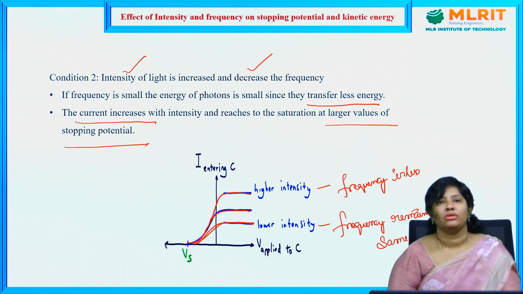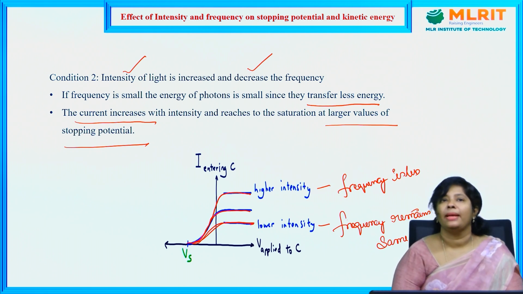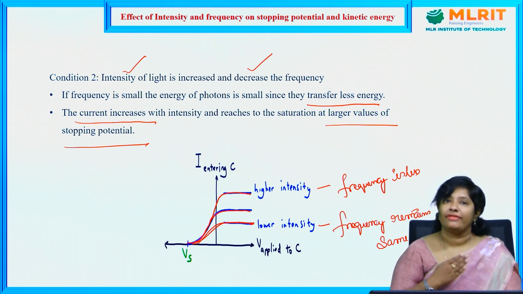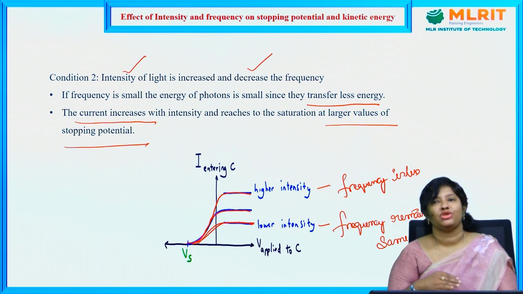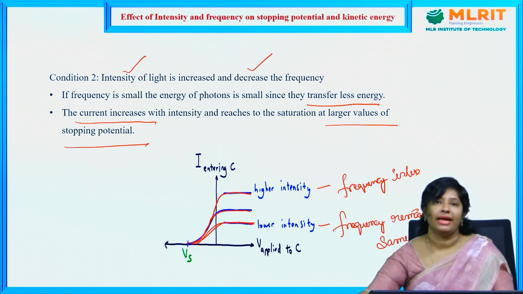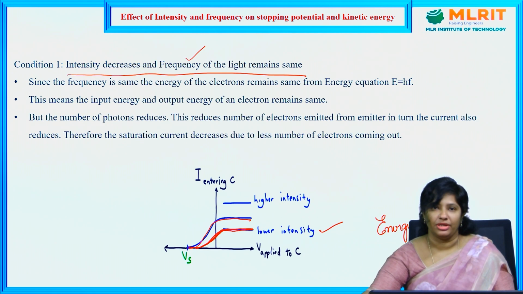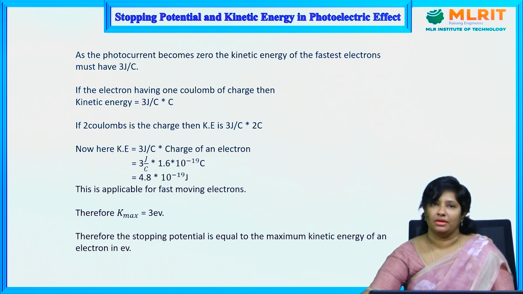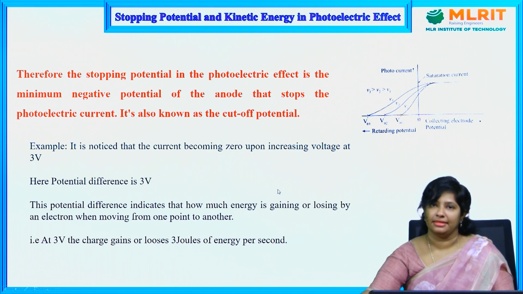This is all about the stopping potential, maximum kinetic energy, and the effect of intensity and frequency on the stopping potential and kinetic energy. In today's session, we have discussed the stopping potential and how to calculate the maximum kinetic energy. Stopping potential is nothing but the minimum negative potential of the anode that stops the photoelectric current, which is also known as the cutoff potential.